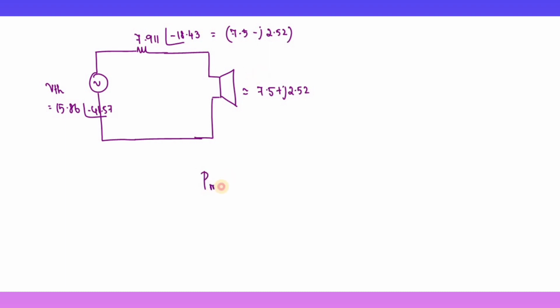So the maximum power, P max is equal to VTH square divided by 4 RTH. Okay. So VTH value is 15.86. Okay, 15.86 square divided by 4 into RTH value. This is RTH value, that is 7.5. So if I substitute, I will get the answer as 8.32 watts.